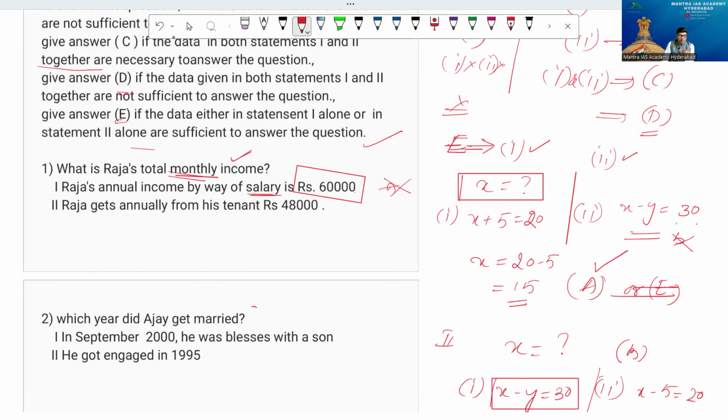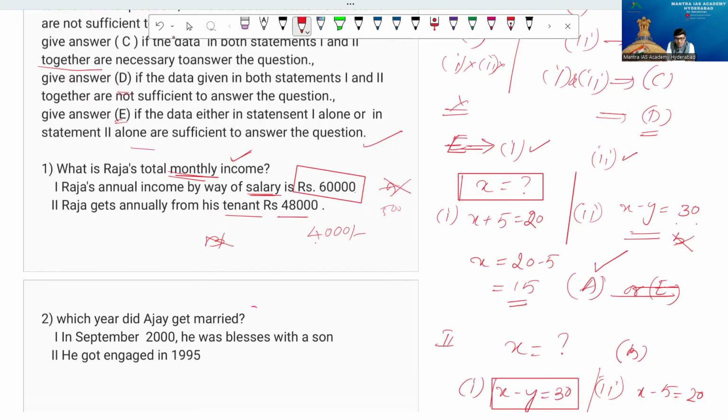In this case, Raja gets annually from his tenant 48,000. Annually, so he gets monthly 4,000 rupees. This is monthly 4,000, salary 5,000 monthly. So even by using the second statement also, I can't say what the monthly income of this fellow is, because in this case individual rent is there, in that case his salary is there. So A and B, people feel that combined is enough.